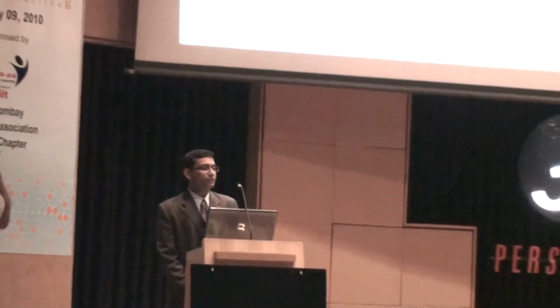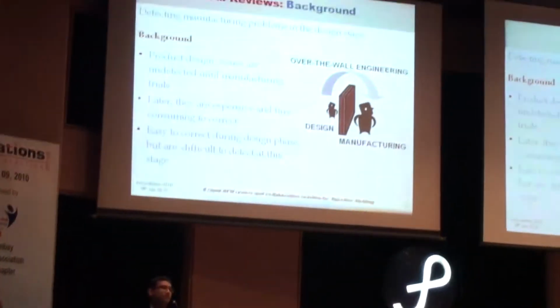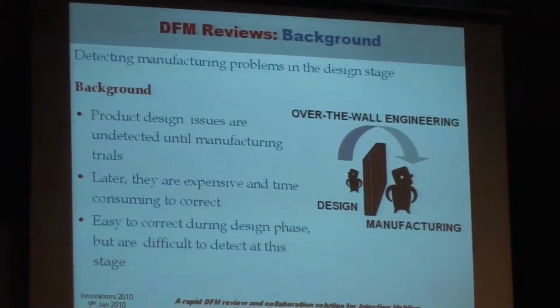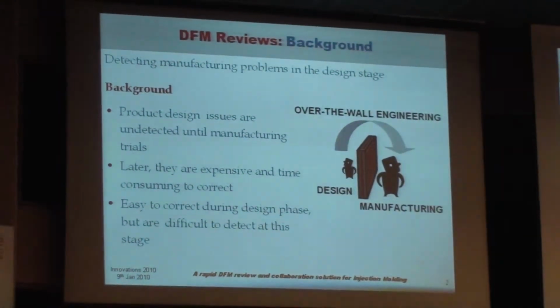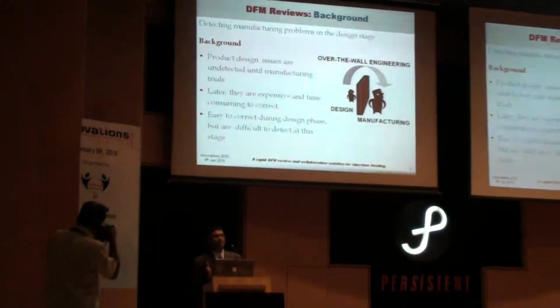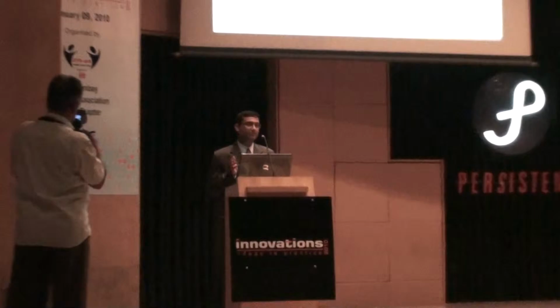Good morning, everyone. The goal of any manufacturing organization is to get the product onto the market in the shortest possible time at the lowest cost and quality. Now, they face a problem when the product reaches the manufacturing trial stage. They suddenly detect problems that the product cannot be manufactured because of issues related to the product design. Now, it's too late to correct this design at this stage and very expensive, which delays the time to market and increases the cost. But such kind of manufacturability issues are difficult to detect at the design stage.